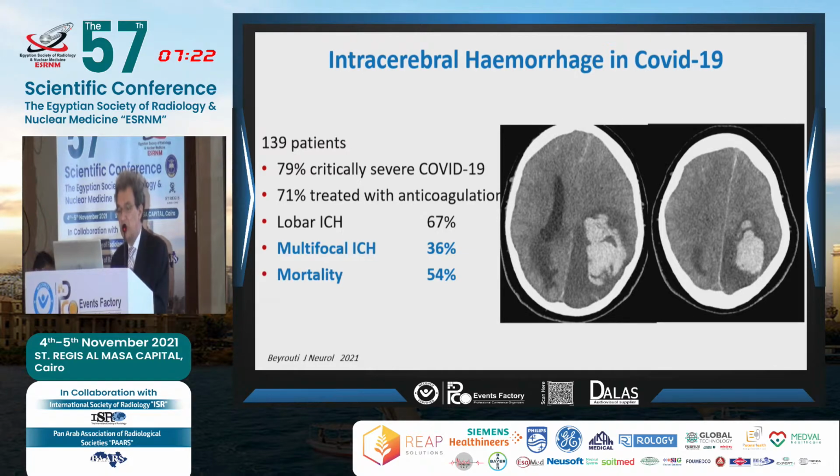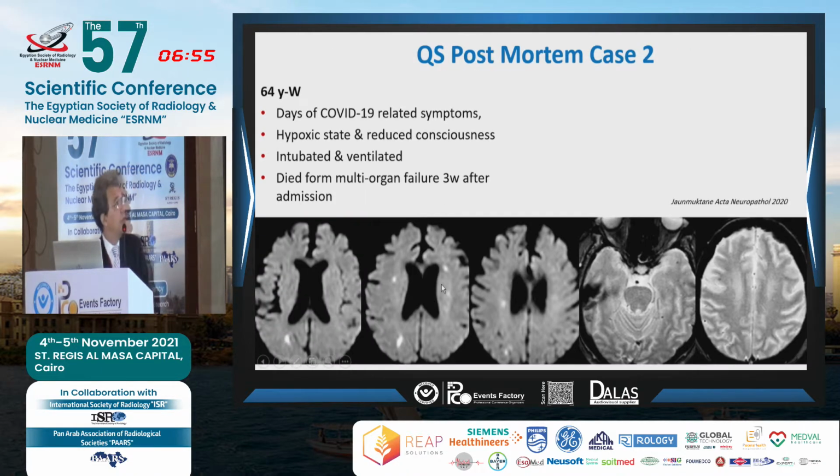So you saw this patient before, but it's just when looking at almost 140 patients, of whom almost 80% were critically ill with COVID, and 71% were treated with anticoagulation. It was found, a lobar intracerebral hemorrhage in about 2/3, but also multifocal hemorrhage and a mortality which was quite high of more than 50%.